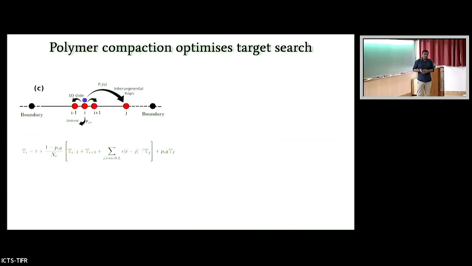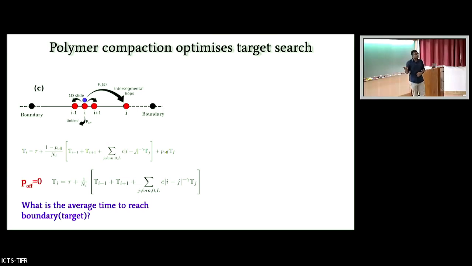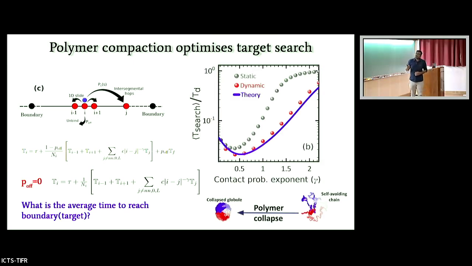We write a master equation for the search process: starting from the ith site, what is the mean time to reach the boundary sites? First we consider that there is no unbinding from the DNA, purely 1D motion on the DNA. We ask what the average time is to reach the boundary sites, or the target sites, and we see a non-monotonic behavior as a function of gamma. When your region is very open, gamma equal to 2.2, your time is large. When your gamma is low, like 0.4 or 0.5, there also your time is large. Somewhere in between, you get an optimal time.